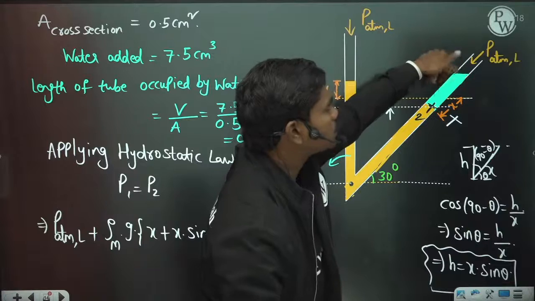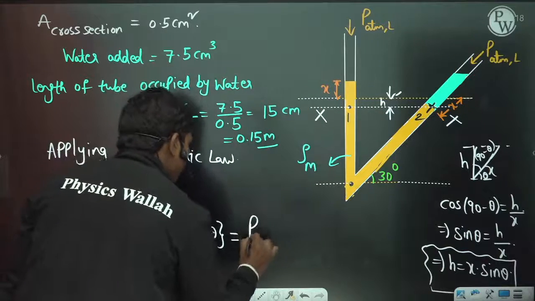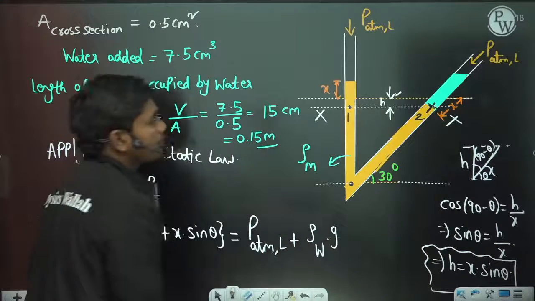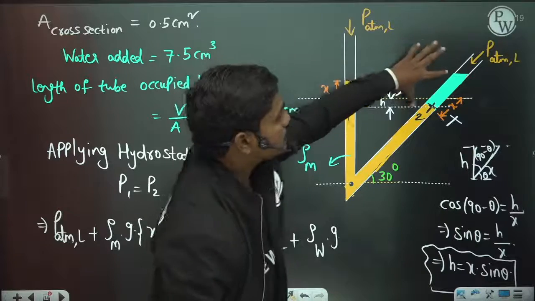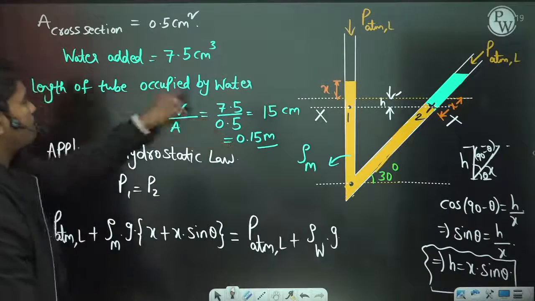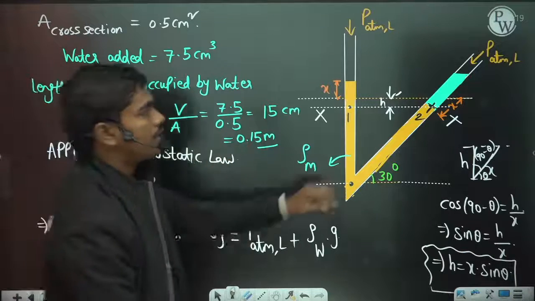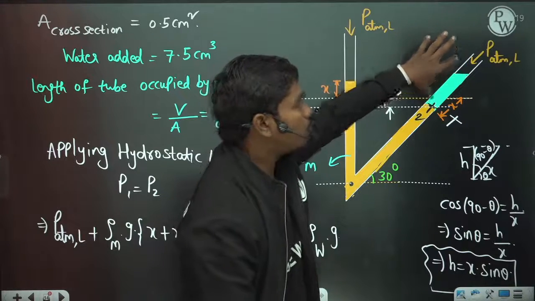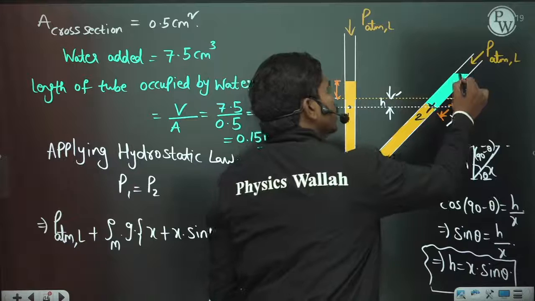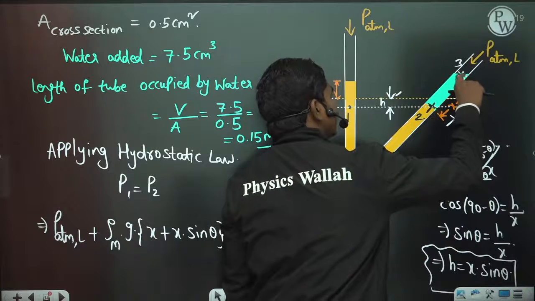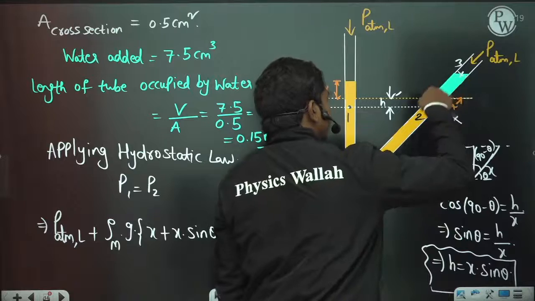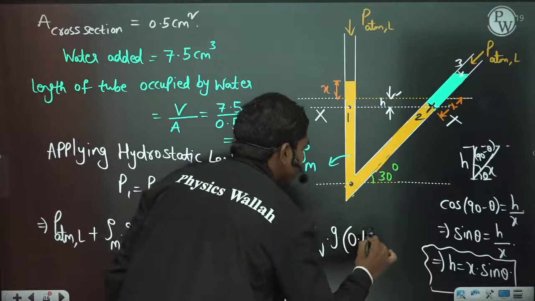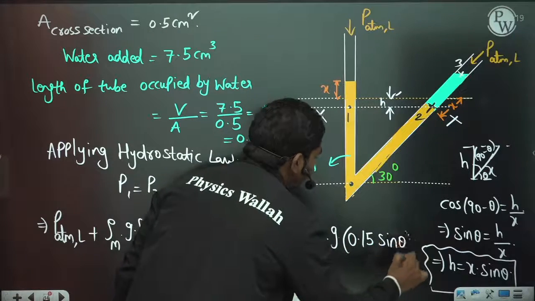So what is the pressure due to this water column? PATM local plus density of water into g into, what is this length we have calculated? The length of the tube occupied by water is 0.15 meter. So slant length of 0.15 can create a pressure difference equal to 0.15 times sine theta. The pressure difference is given by the perpendicular height of the water column, not the slant height. So this is rho w g 0.15 times sine theta. So this is the equation.